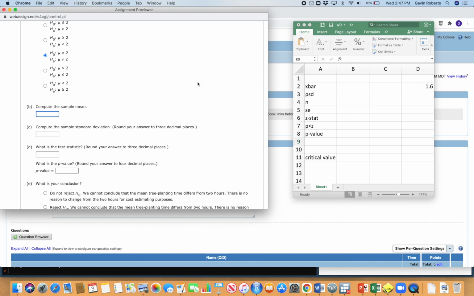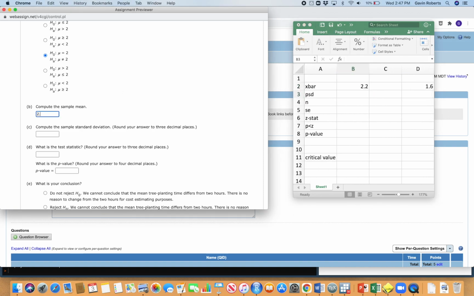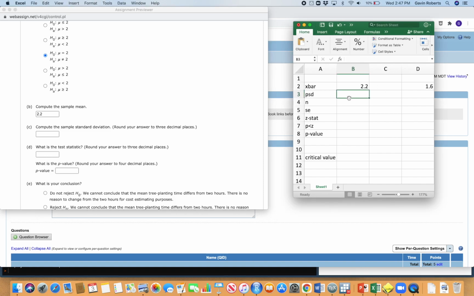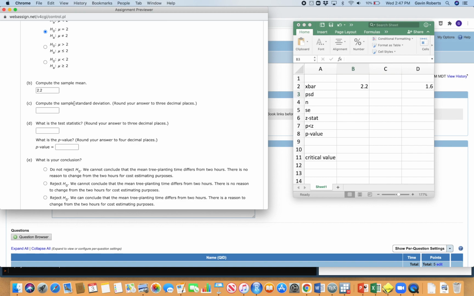Compute the sample mean. Equals average. Click on the first one. Shift, Command, or Control over. Enter. 2.2. Uh-oh, we're overworking these guys or underpaying them. Something's going on. Compute the sample standard deviation.